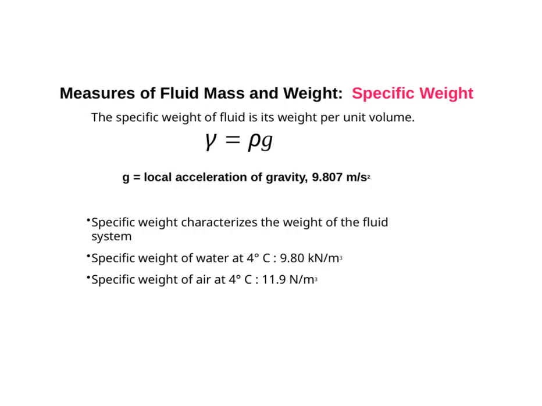Let's talk about specific weight. It's the weight of a fluid per unit volume. We calculate it by multiplying the fluid's density by the local acceleration due to gravity. For most practical purposes, that's about 9.807 meters per second squared. Specific weight helps us understand how heavy a fluid system really is. For example, water at 4 degrees Celsius has a specific weight of 9.8 kilonewtons per cubic meter, while air at the same temperature is much lighter, just 11.9 newtons per cubic meter. This concept is key when measuring fluid mass and weight.